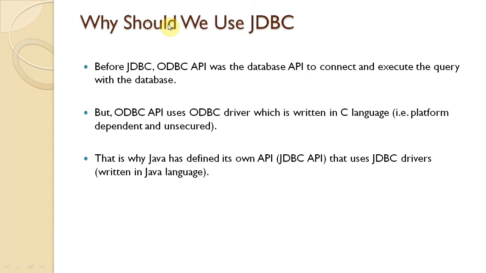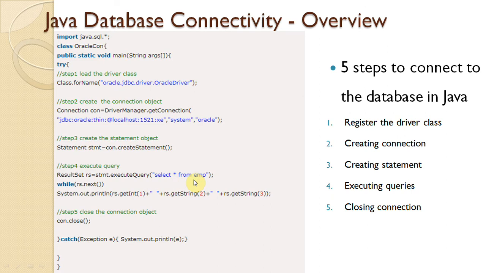And why should we use JDBC? Before JDBC, the ODBC API was the database API to connect and execute queries with the database. But the ODBC API uses the ODBC driver, which is written in C language. So this C language means it is platform dependent and it is unsecured. That's why Java has defined its own API that uses JDBC drivers, and this JDBC driver is software written in Java language.